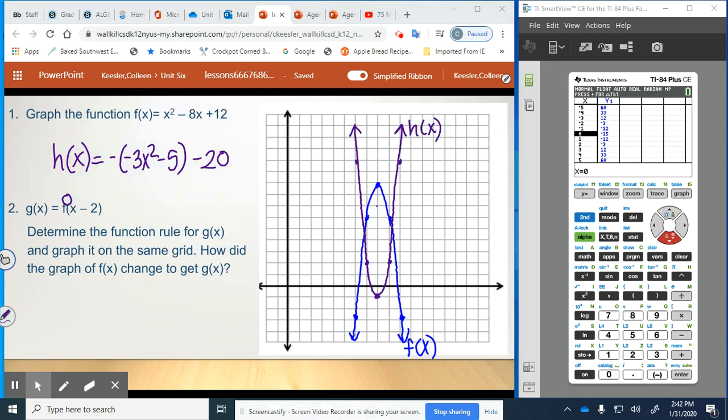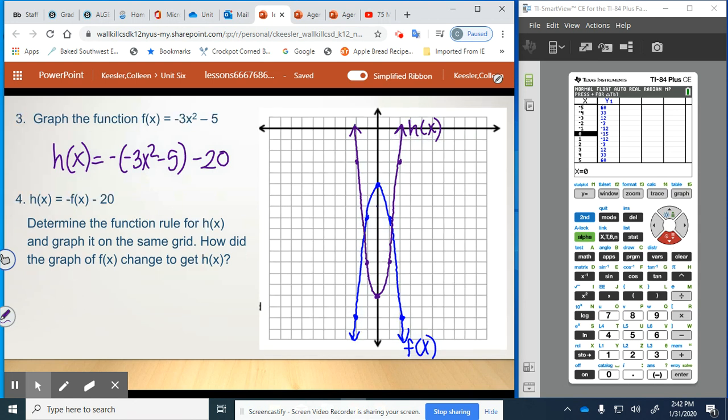Okay, so f of x reflected over the x-axis, which is hard to envision, but if you think of that blue line flipping up over the x-axis, that means its vertex would now be a minimum, and it would be at 0, positive 5 instead of 0, negative 5.